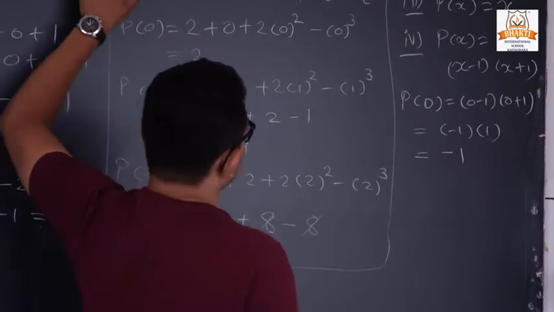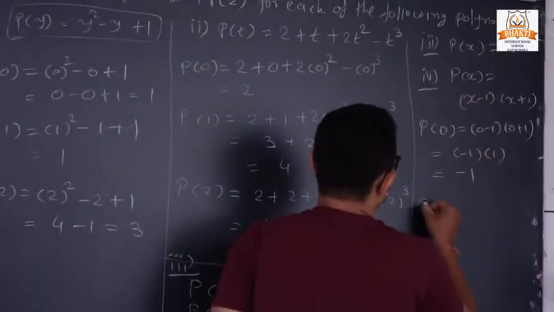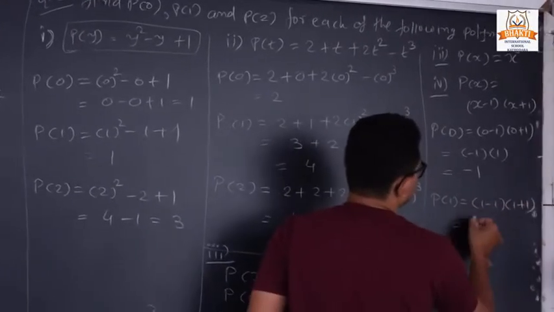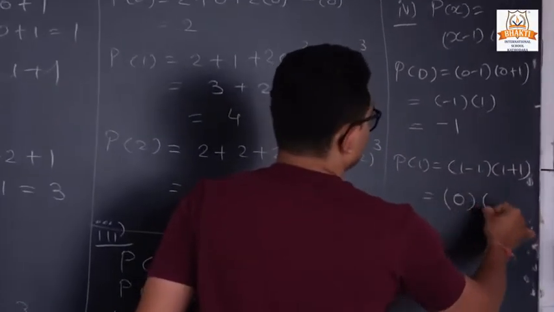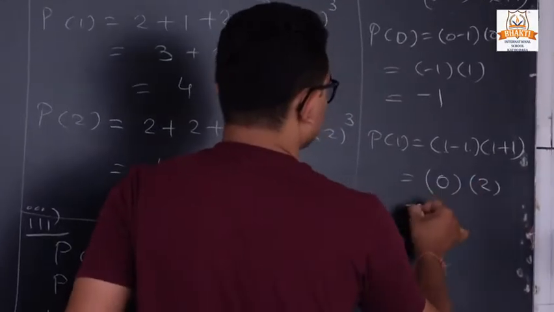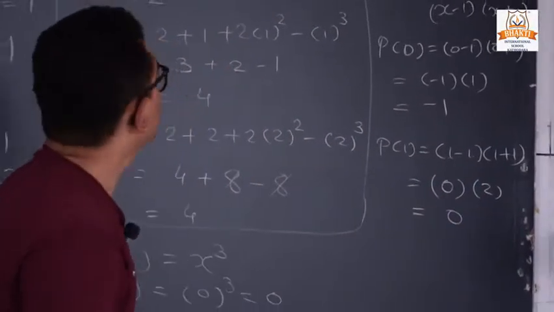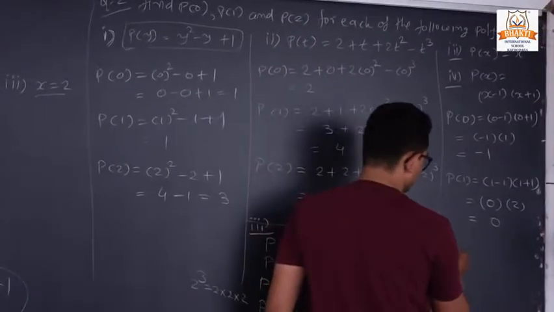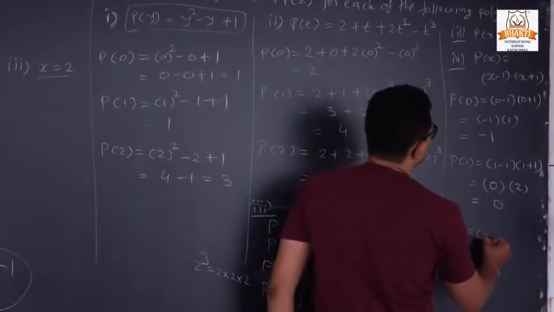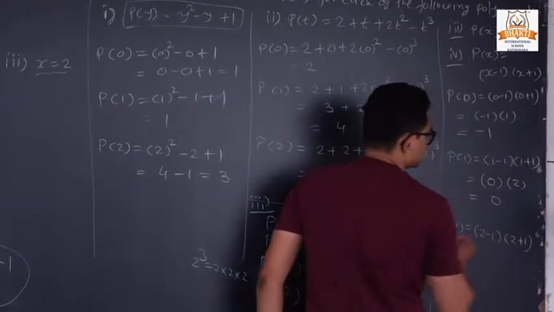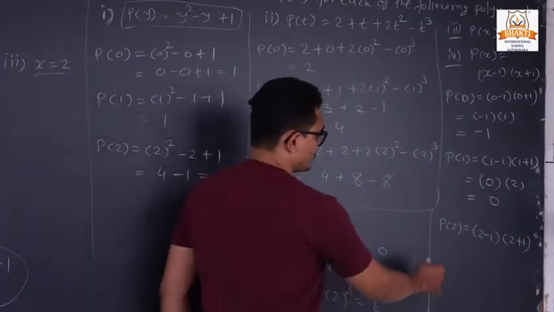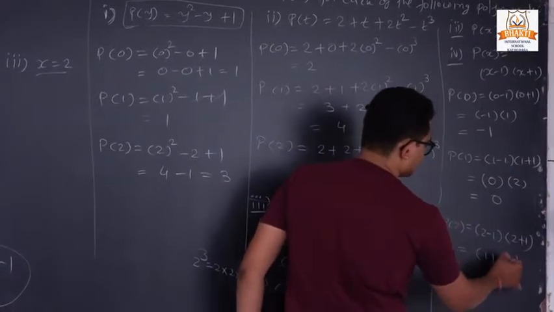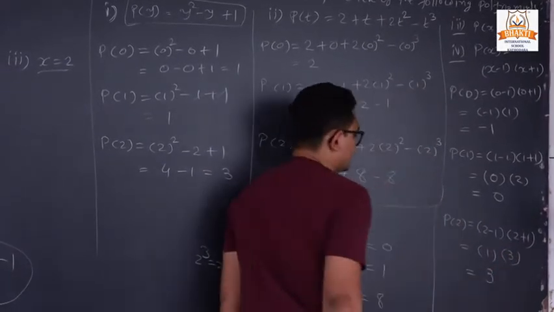Then we will put p of 1. So x is replaced with 1. So 1 minus 1 and 1 plus 1. 1 minus 1 is 0 and 1 plus 1 is 2. So 2 into 0, the answer is 0. Now last, p of 2. So 2 minus 1 and 2 plus 1. 2 minus 1 will be 1 and 2 plus 1 will be 3. So 3 ones are 3.